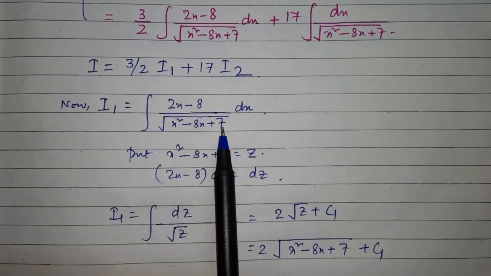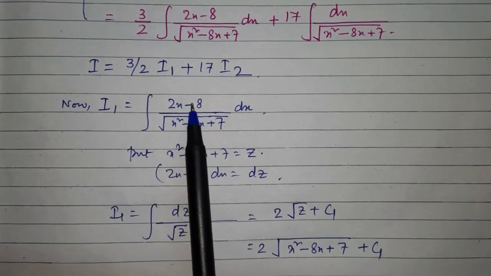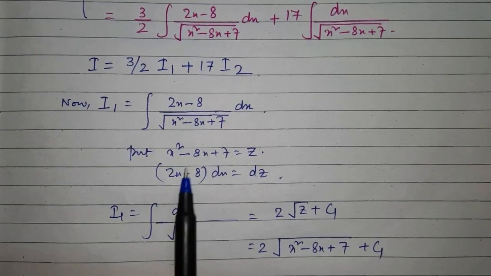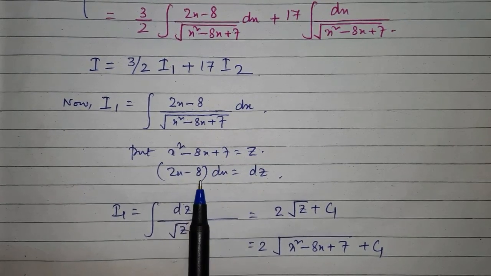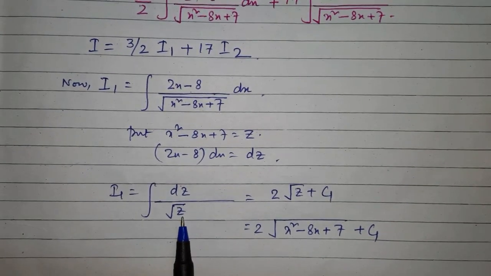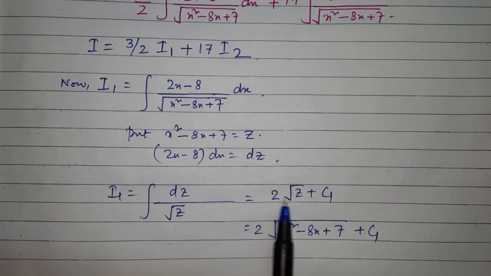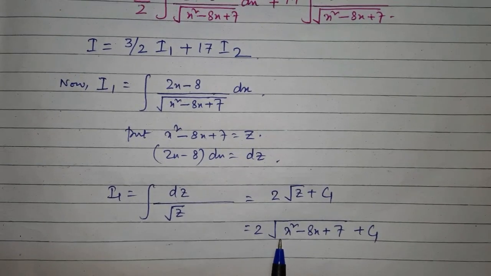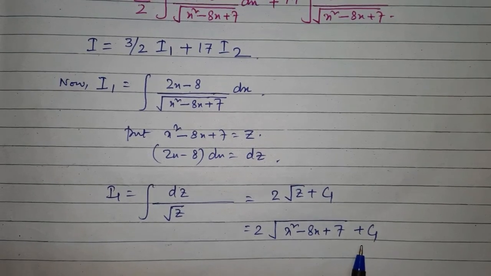Since there is a root, we cannot write it in the f dash x by fx form. It is f dash x by root over of fx form. So in this case you have to assume the quadratic expression as z. So 2x minus 8 dx will be dz, therefore it will be dz by root z. You all know how to integrate dz by root z: it will be 2 into root z plus c1. Now put the value of z: 2 into root over of x square minus 8x plus 7 plus c1.